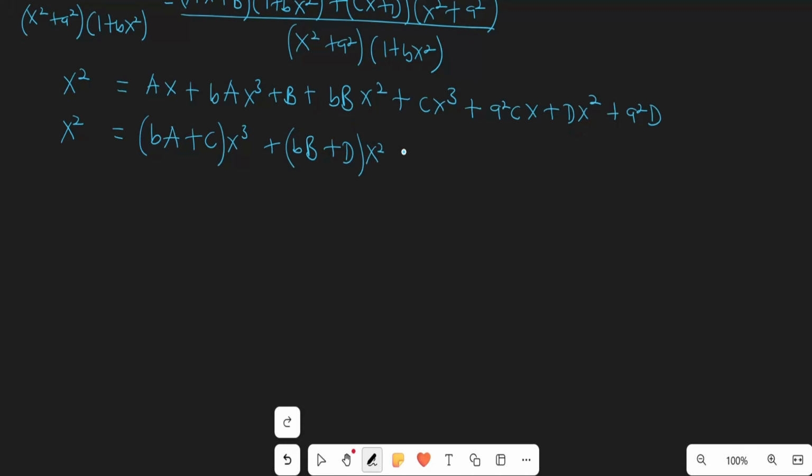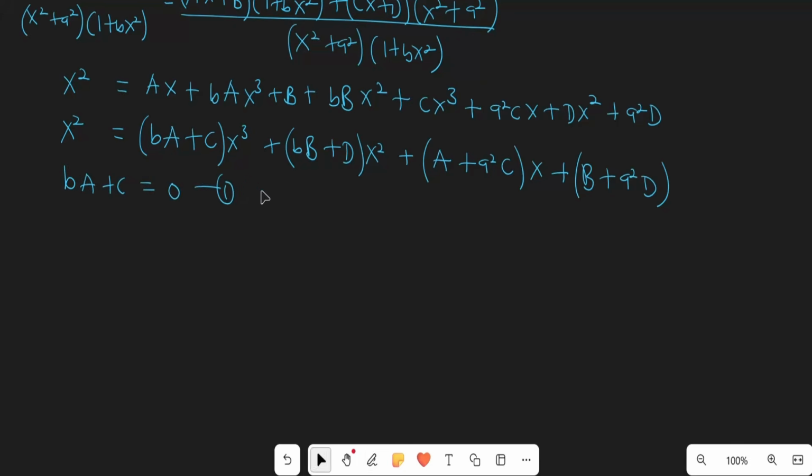Next are the x terms, that is A plus a squared C. This one is the x terms, this and this. And the last one, the constant terms, we have B plus a squared D. Now let's do comparison. So we have bA plus C equal to 0. The coefficient of x to the third on the left is 0. We have bB plus D equal to 1, equation 2.